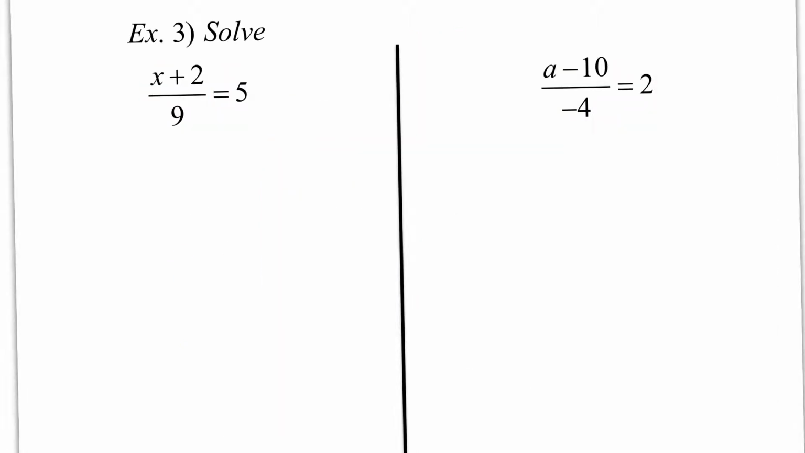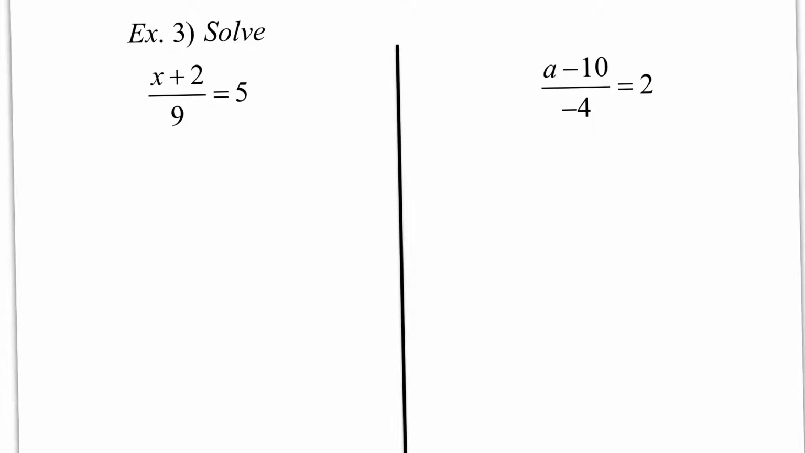All right, now these ones, we do have fractions, but it's a little bit different than the previous ones that I gave you in this video. So let's go ahead and understand the problem. You have a fraction (x + 2) over 9, so x plus 2 is on top of the fraction, and you have a denominator of 9, equal to 5. And over here, you have a - 10 over everything, over negative 4, equals 2.